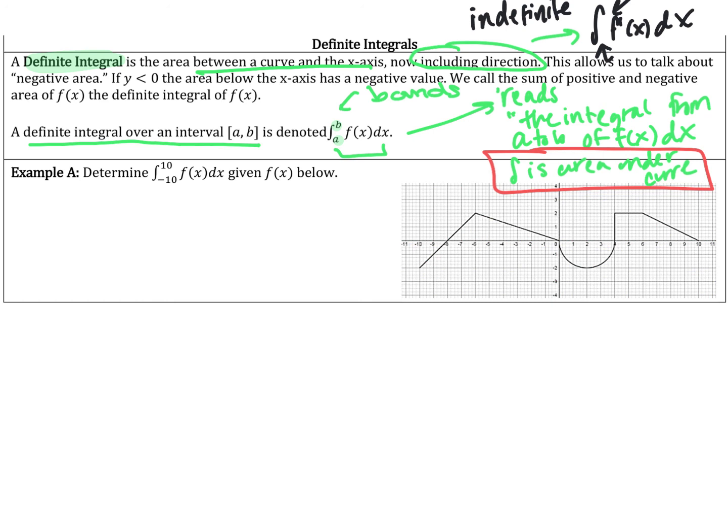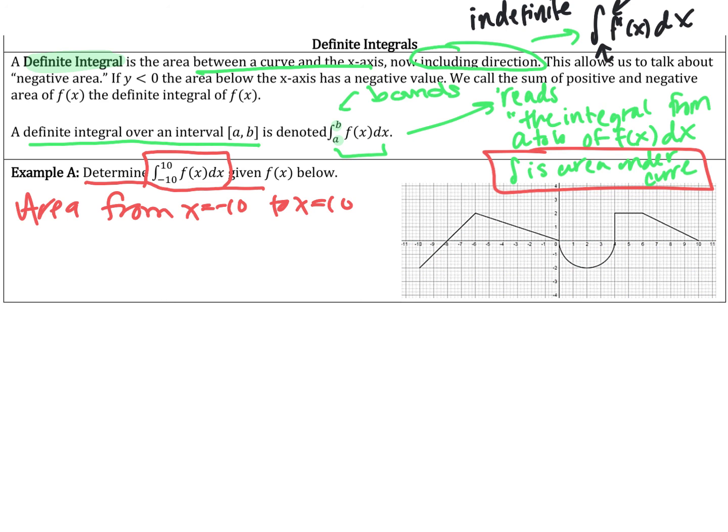So now, if we look at this notation, determine the integral from negative 10 to 10 of f of x dx given f of x below. So what we're being asked is to find the area from x equals negative 10 to x equals positive 10 formed in this graph below. So I want you to pause the video and draw some geometric shapes that could help you actually calculate the area under this curve using geometry. Then unpause the video and see how you did.